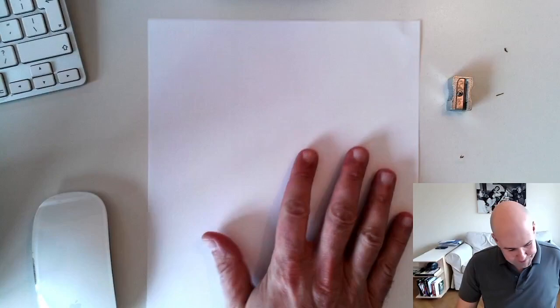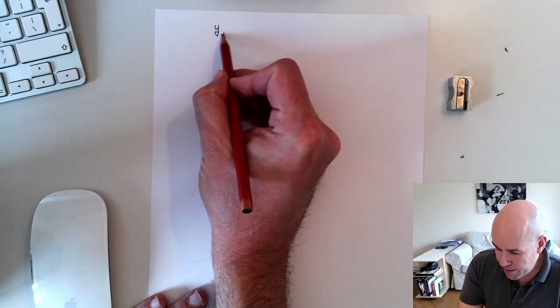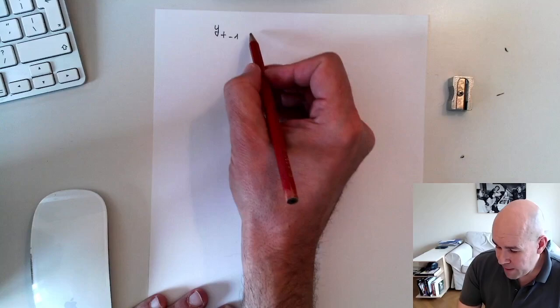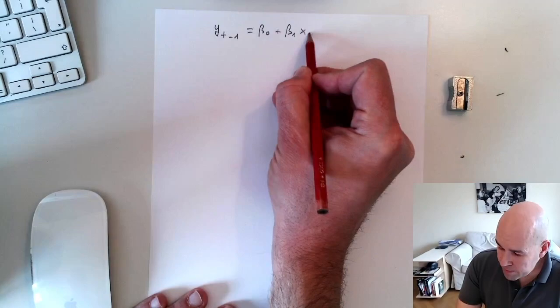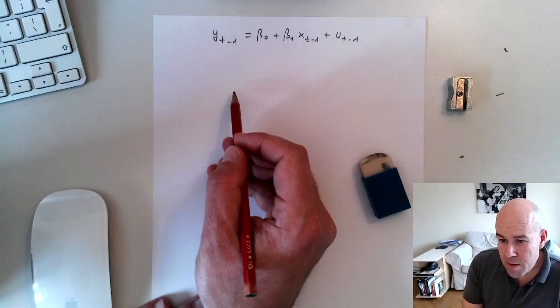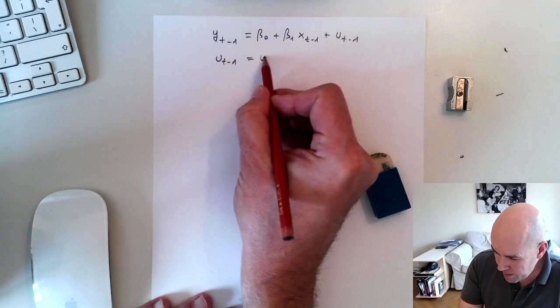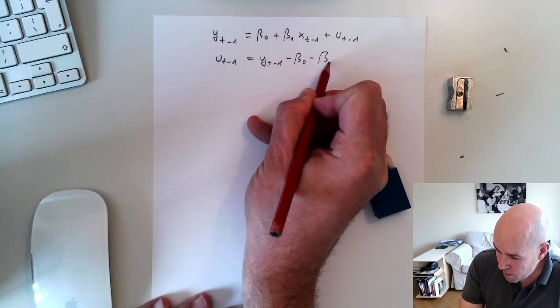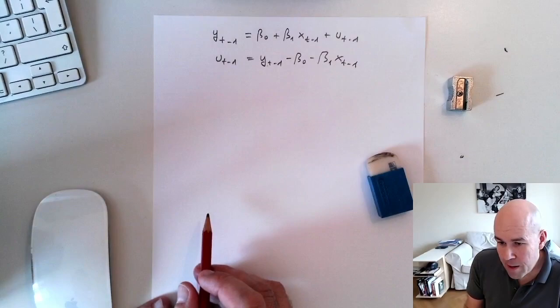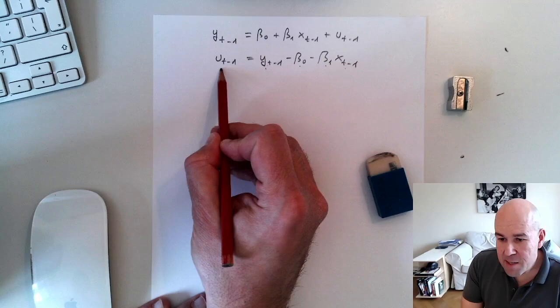So I want to start by writing down what we actually have for period t minus 1. If I just take the model that I had, then y_{t-1} is going to be beta naught plus beta 1 x_{t-1} plus u_{t-1}. All I'm doing is writing the model here using t minus 1 instead of t for the time. What that means is I can just write u_{t-1} as y_{t-1} minus beta naught minus beta 1 x_{t-1}. Why is that interesting? Well, because this is data, this you can estimate, this you can estimate, and this is data. So u_{t-1} is potentially something you can estimate.